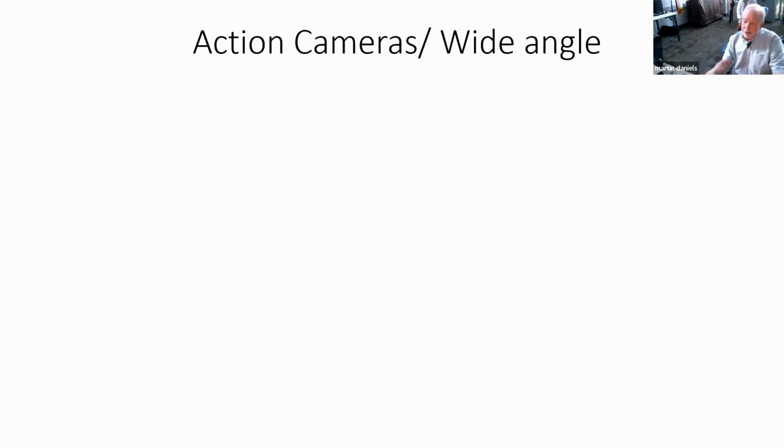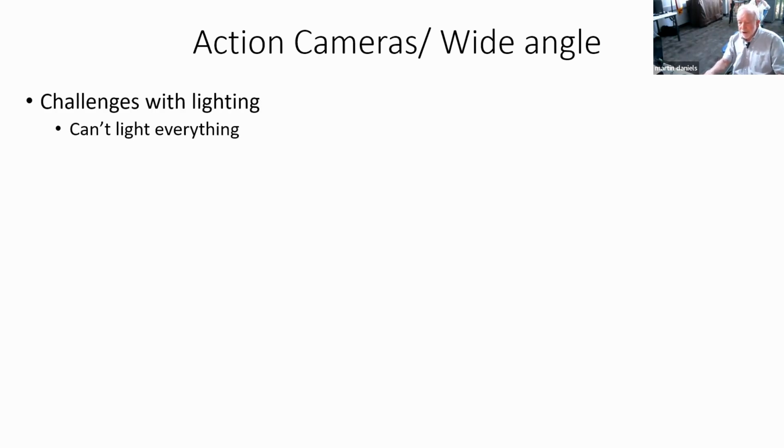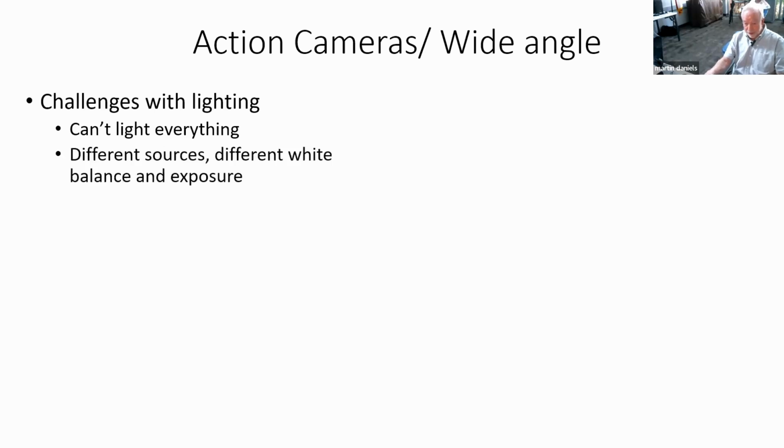So in my mind, action cameras and wide angle kind of go together in lighting. So we're just going to talk about them together, and you can stop me anytime. The challenge that you have with lighting for wide angle, which action cameras generally are, is you can't light up everything, okay? Much as some of us have tried. And the problem is that you have different sources of light with different whitenesses in the same frame. So no processing is going to handle both of those correctly.